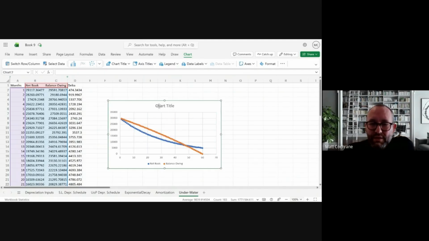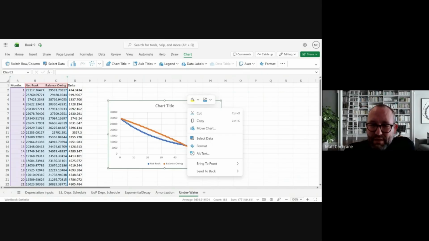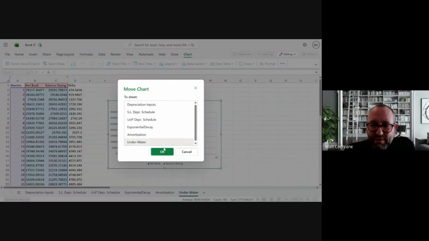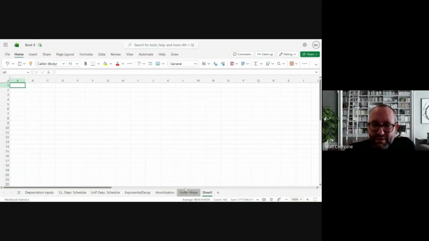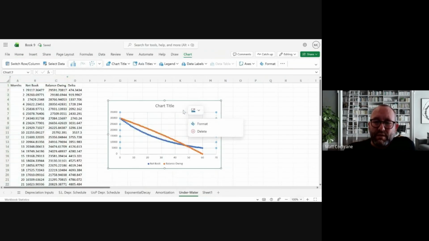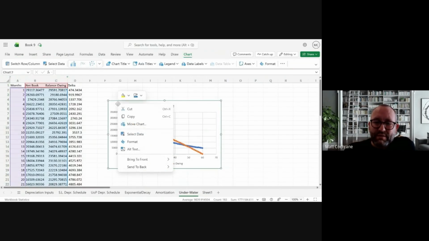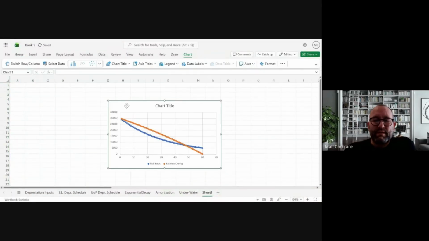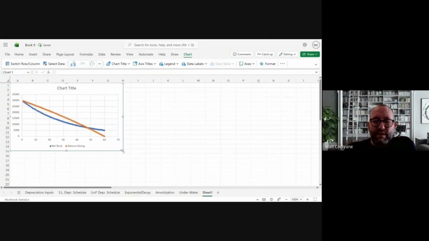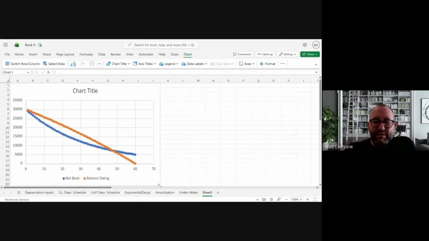Okay, so I'm going to move the chart to its own sheet. It looks like I have to create the sheet first. So let's do that, sheet one. And then we're going to move this, move chart to sheet one. Okay, and I'm just going to make that a little bit bigger so you can see.